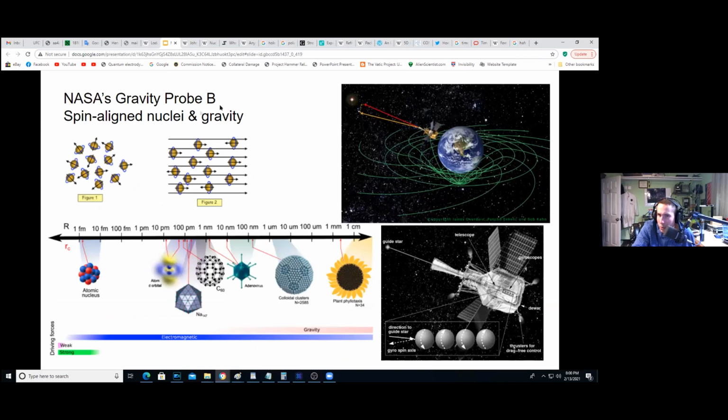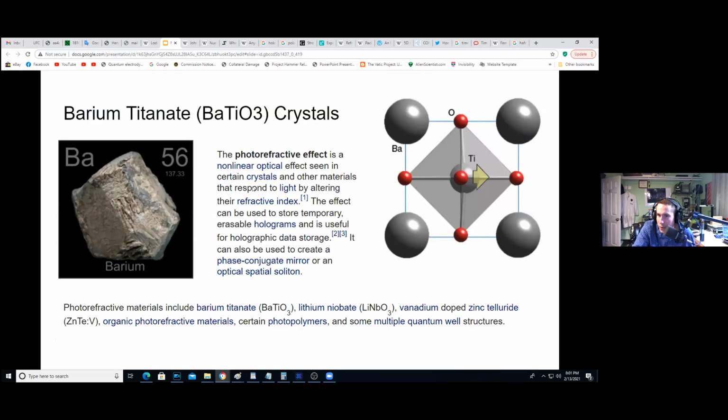NASA had Gravity Probe B. They were experimenting with the frame dragging effect of this satellite as it went around the Earth. And apparently their results were positive. There is frame dragging. There is an effect. So it's quite possible that if you have your atoms aligned as little gyroscopes, there could be a similar frame dragging effect or gravitational effect. So that's an area for investigation with materials as well, which is why I included it.